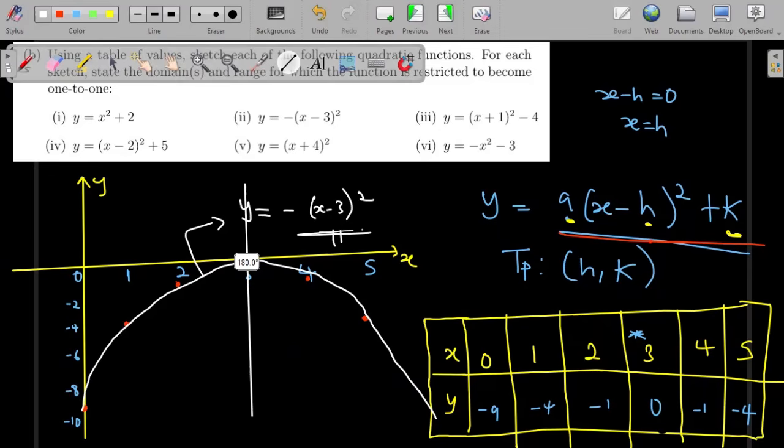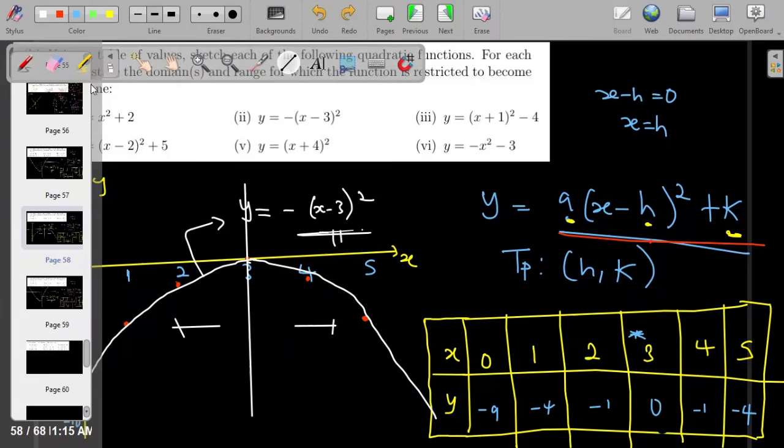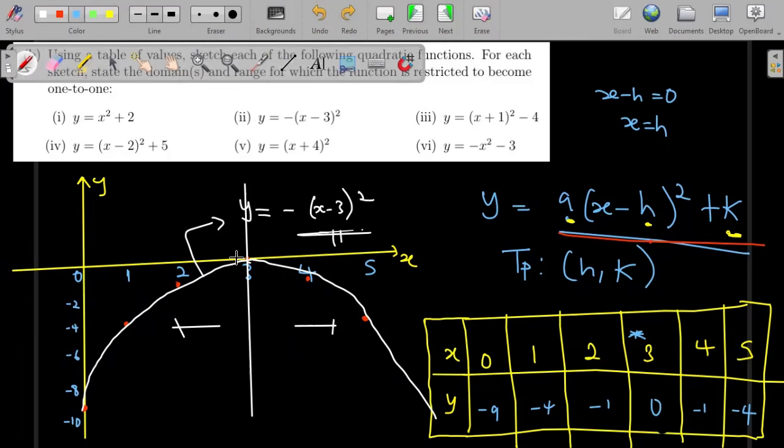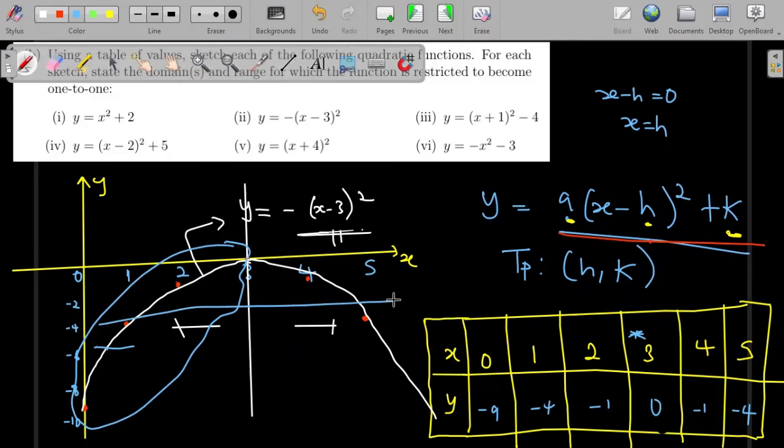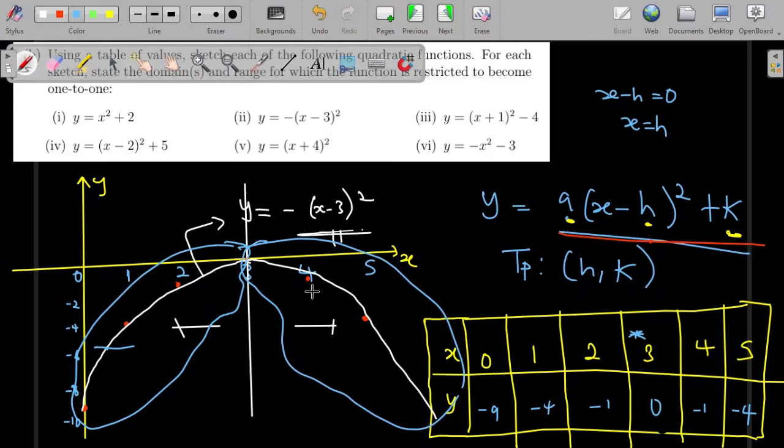There's this part that starts from 3 going all the way this side, and there's this part that starts from 3 going the other way. If I pick just this graph here, it will be a one-to-one function, because when I draw a horizontal line like that, it touches at just one point. If I consider the whole graph, it won't be one-to-one, because the line touches here and there on the same graph. But when I restrict it and take just this part, it will be one-to-one. The same applies to this other part.